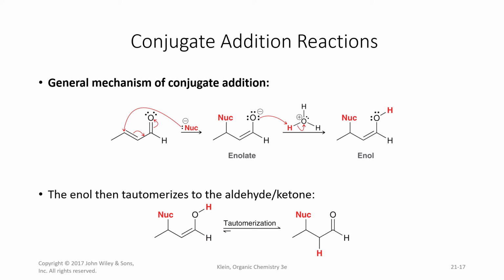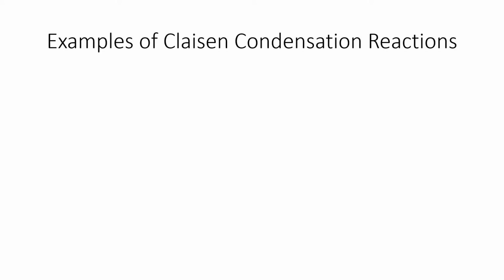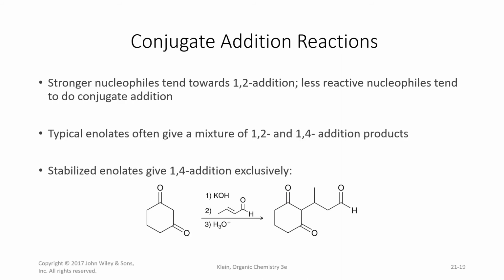So through tautomerization, if you recall, with the enol, the ketone is more stable than the enol. So now what we have here is a nucleophilic attack here at the beta position. So this is the general mechanism for conjugate addition or conjugate nucleophilic addition or attack. So we've already done examples of Claisen condensation reactions. So let's look at conjugate addition reactions.